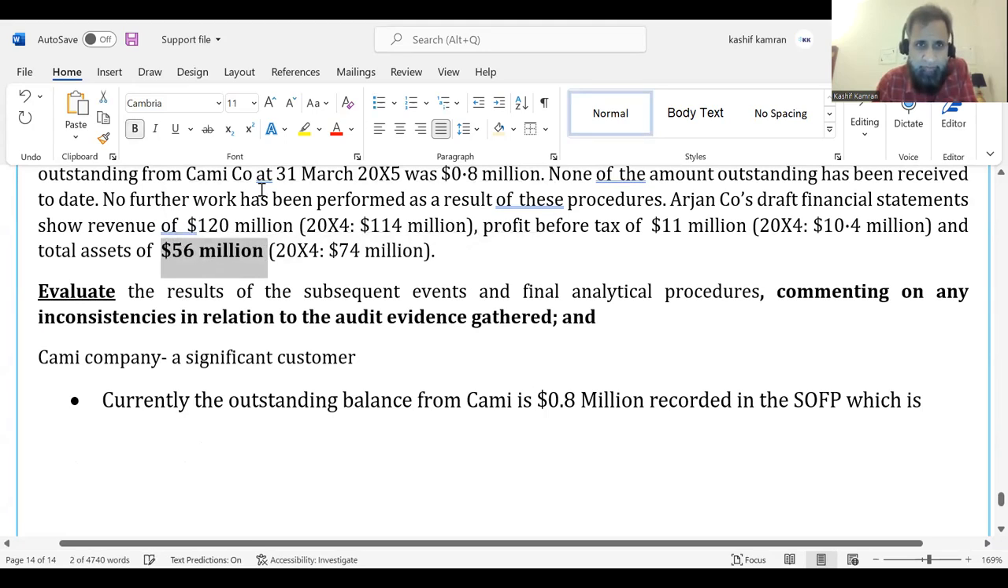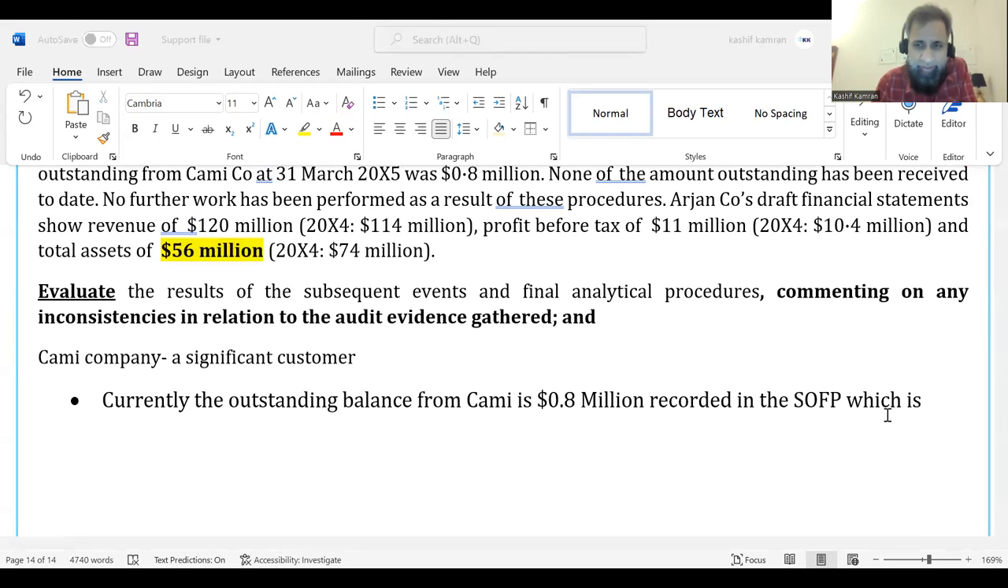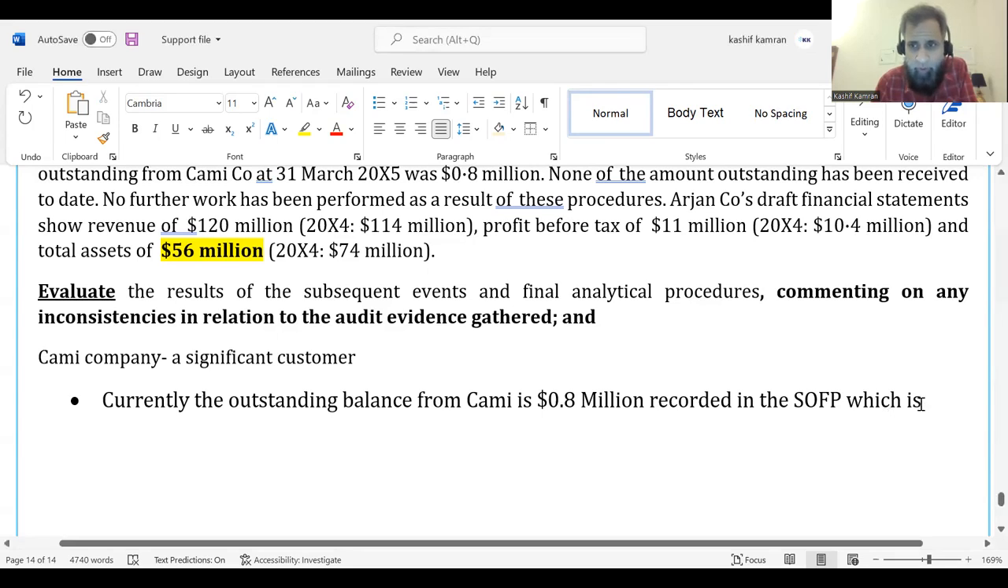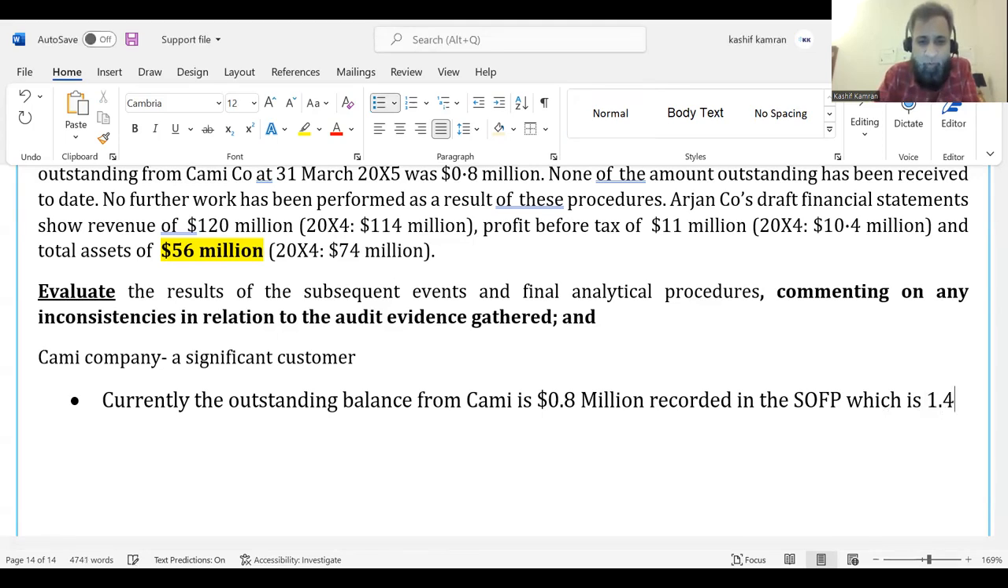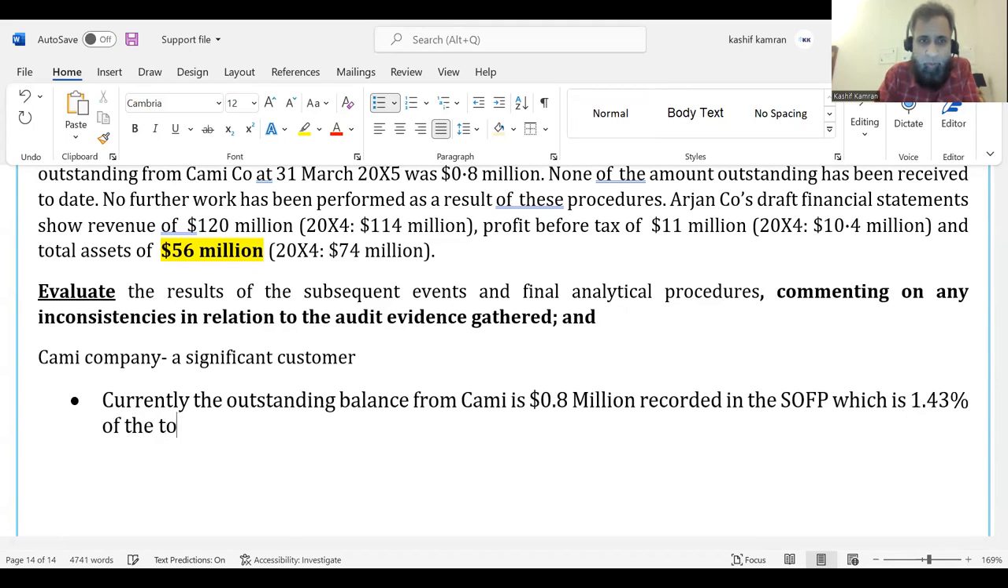Because you have recorded the receivable in the balance sheet, which is 1.43% of the total assets, hence material. So you get straight away 1 mark.